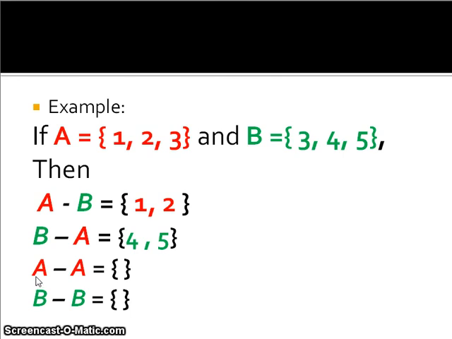Now if we take the elements of a set from itself, we have set A minus A. Then we don't have any remaining elements, and that's why we have an empty set. Same thing with B. If we are to take all the elements from itself, then we don't have any remaining elements in our set. So we have an empty set.